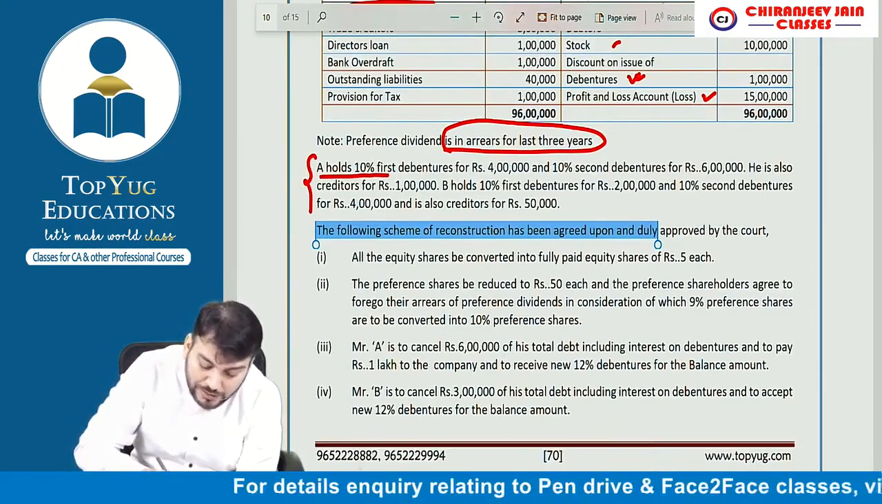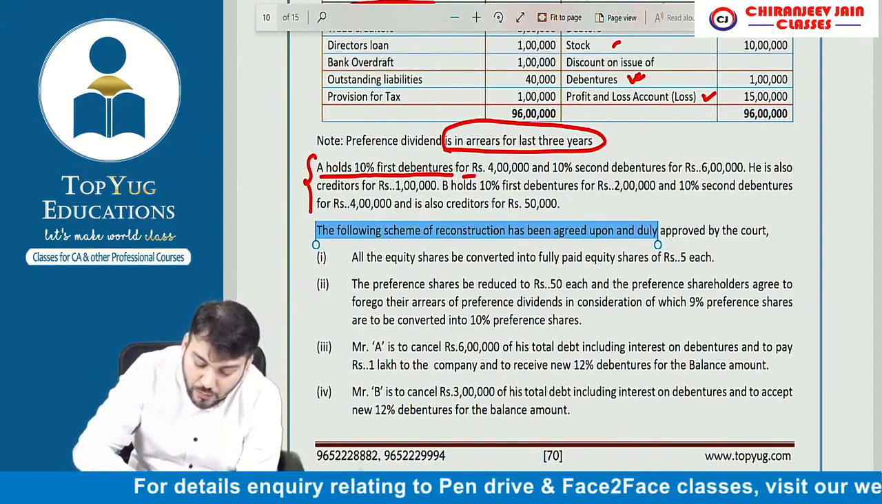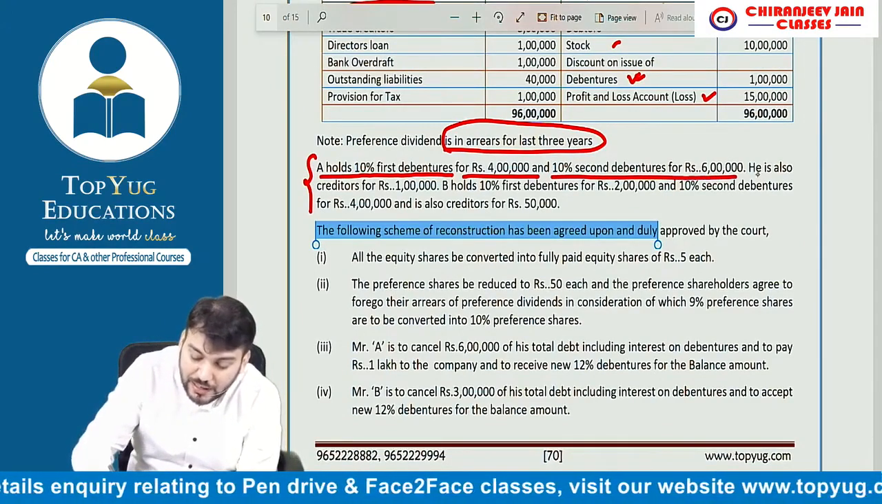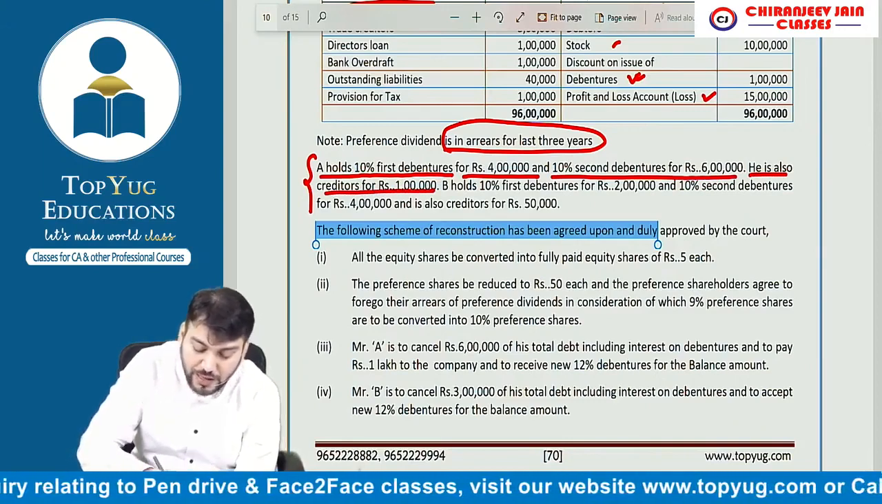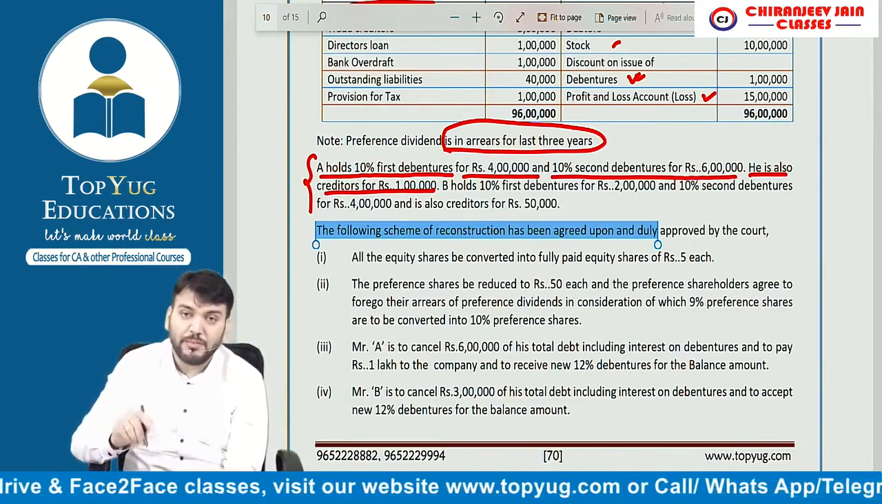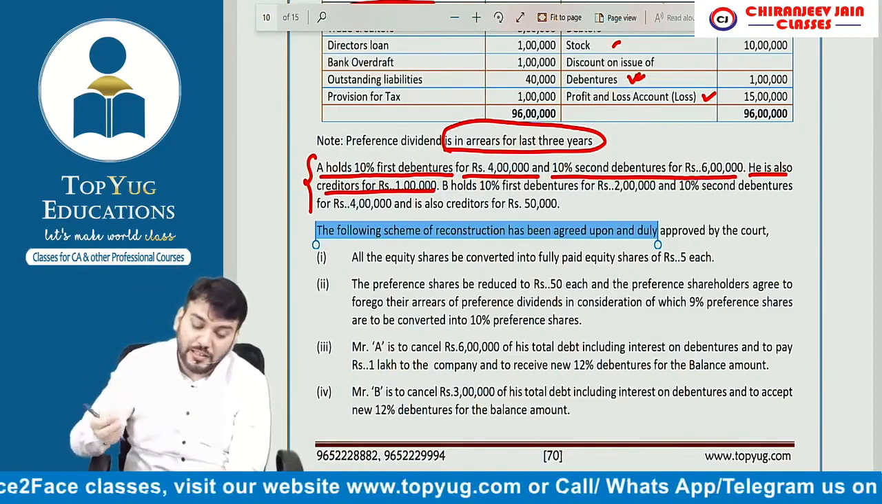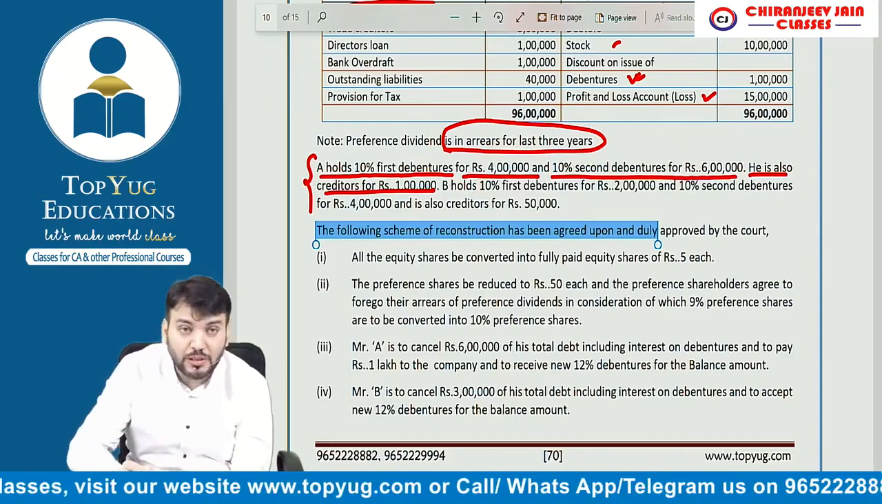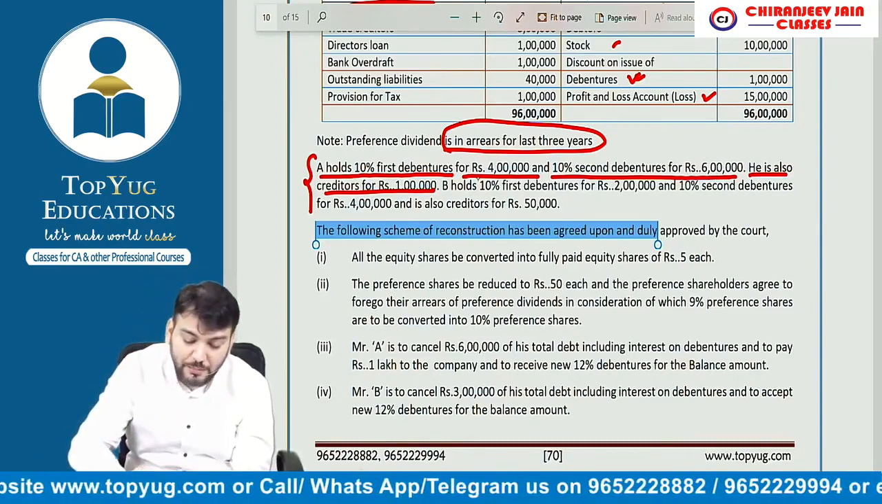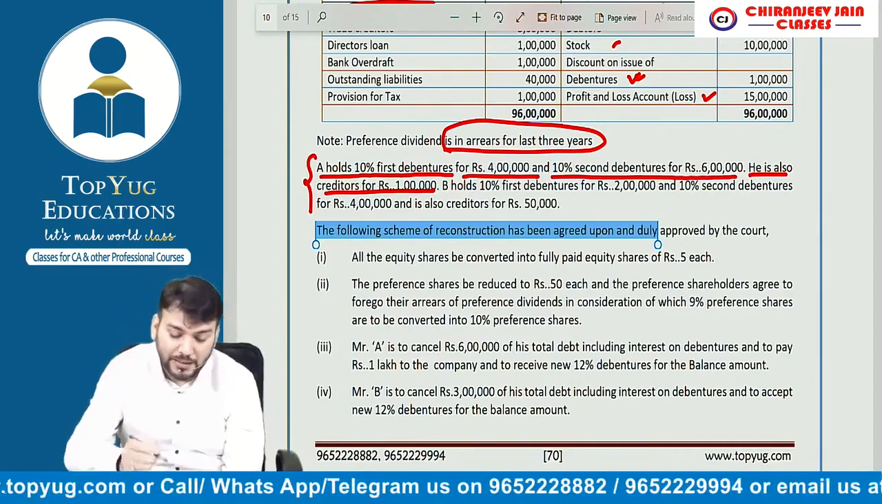A holds 10% first debenture for rupees 4 lakh and 10% second debenture of rupees 6 lakh. He is also creditor for rupees 1 lakh. Like there is one person, Mr. A, who holds 10% first debenture and 10% second debenture. He is also creditor of the company. Correct? So total amount due to Mr. A is what? 4 lakh plus 6 lakh, 10 lakh plus 1 lakh. How much? 11 lakh. Yes, sir.